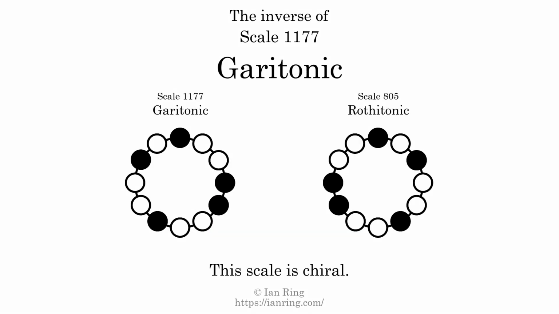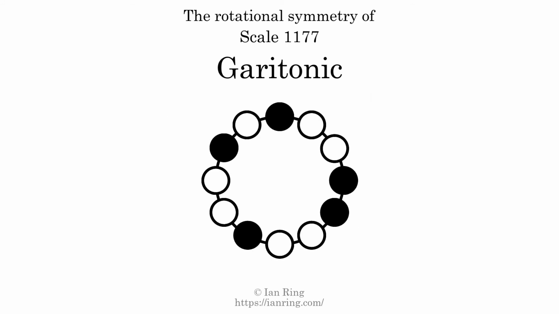The inverse of a scale is a mirror image. It is what you get when the sequence of intervals is reversed. The inverse of this scale is scale 805, also known as Garitonic. This scale is chiral. It cannot transform into its inverse by rotational transformation. This scale has no rotational symmetry.